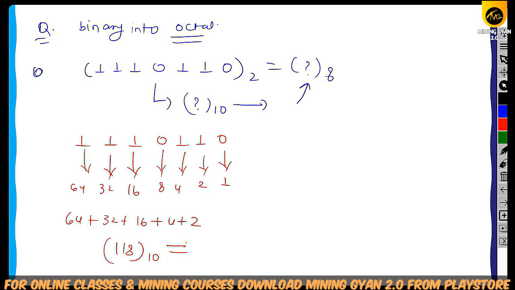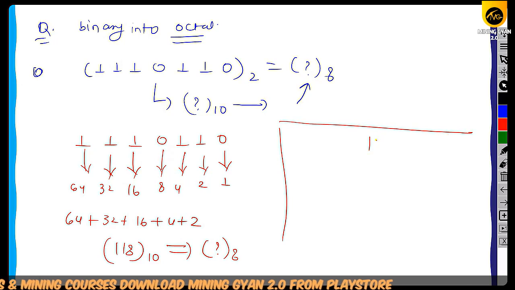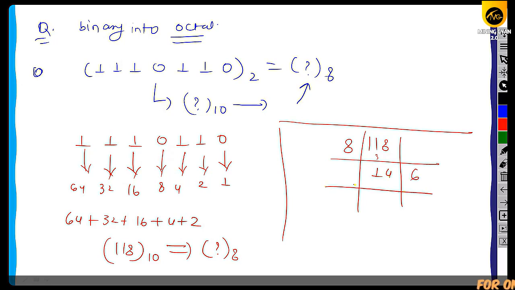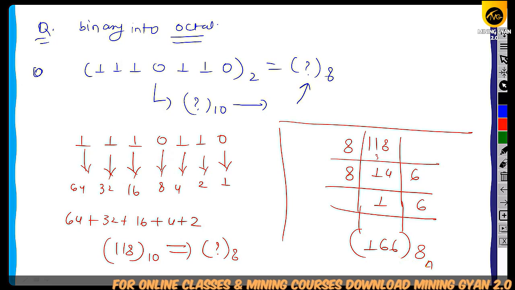Now you will get the octal form of this decimal number by following the division method. 118 divided by 8, because the base of octal is 8. 8 14s are 112, and there is 6 as the remainder. Now 8 1s are 8, and 8 1s... 14 divided by 8 gives 1 and remainder 6. Then 1 divided by 8 gives remainder 1. So the answer will be 166. So it's in the form of an octal number. This is the final answer.